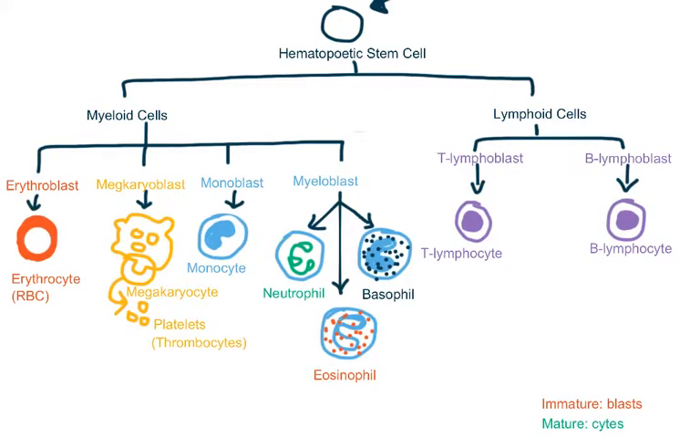So as we said that the immature blasts develop into mature cytes, you can see that a T lymphocyte develops from a T lymphoblast, just like an erythrocyte develops from an erythroblast, and a megakaryocyte develops from a megakaryoblast. So you guys get the pattern, right? However, the only thing which I would like to add in here is that neutrophil, basophil and eosinophil, all these three cells actually develop from a single cell called myeloblast.